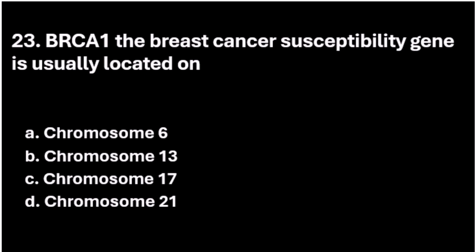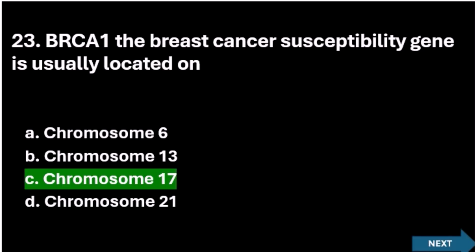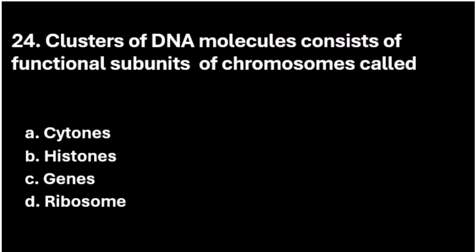Next question. BRCA1, the breast cancer susceptibility gene, is usually located on option A, chromosome 6, option B, chromosome 13, option C, chromosome 17, and option D, chromosome 21. The right answer is option C, chromosome 17 is the location for BRCA1 or the breast cancer susceptibility gene. Next question.